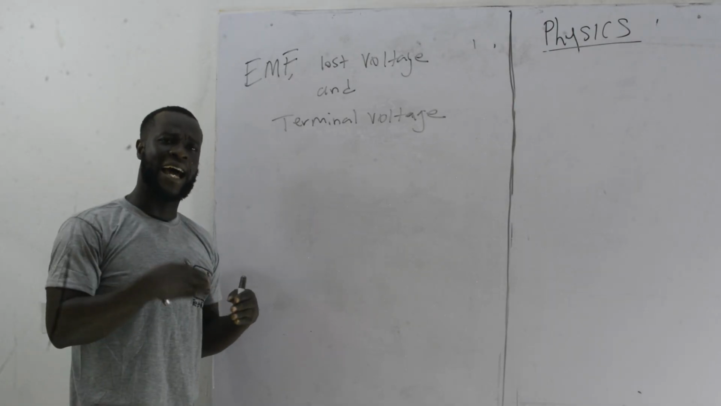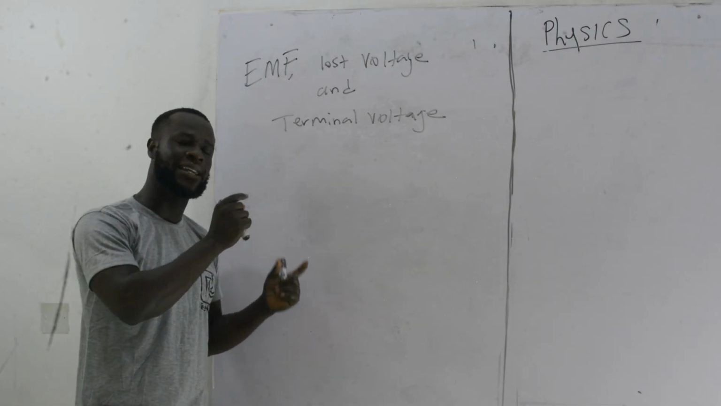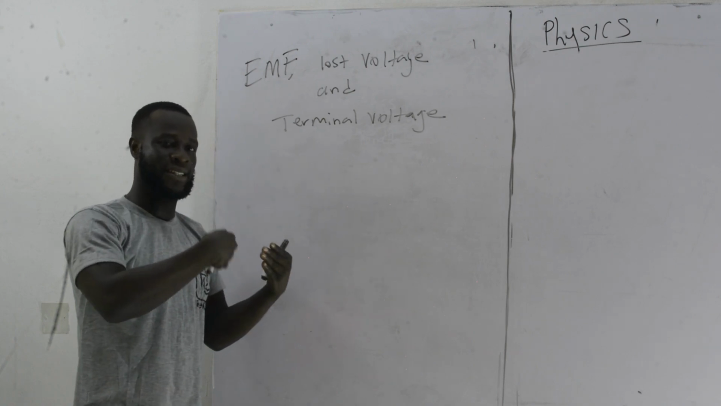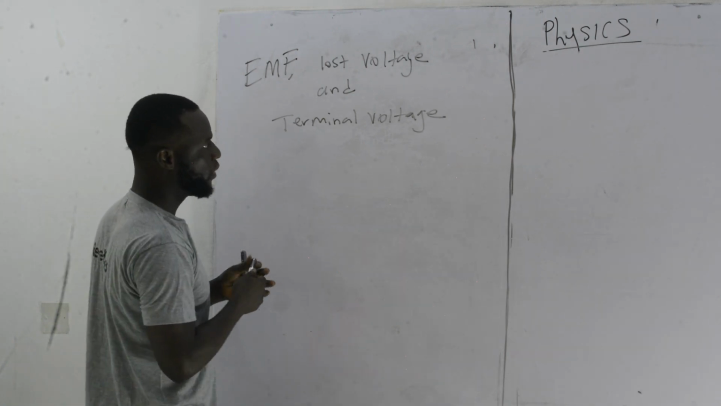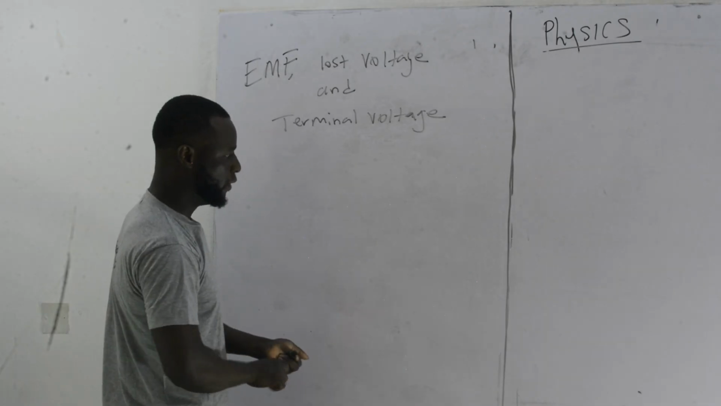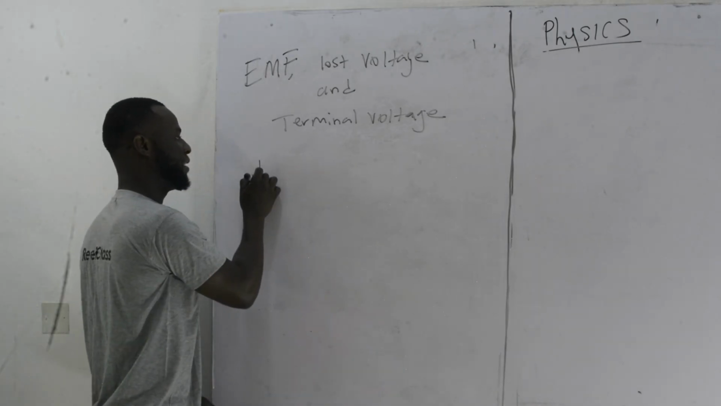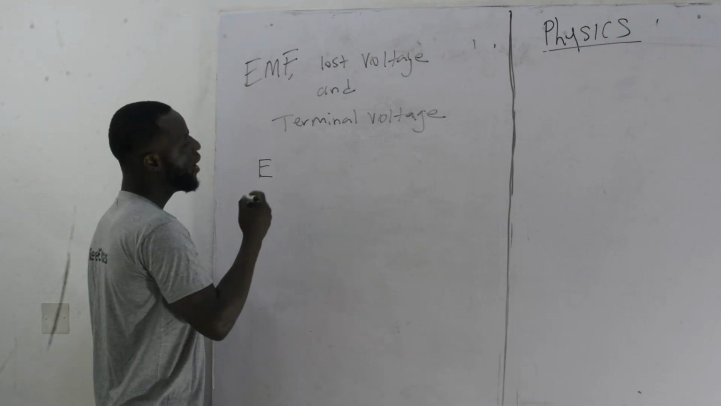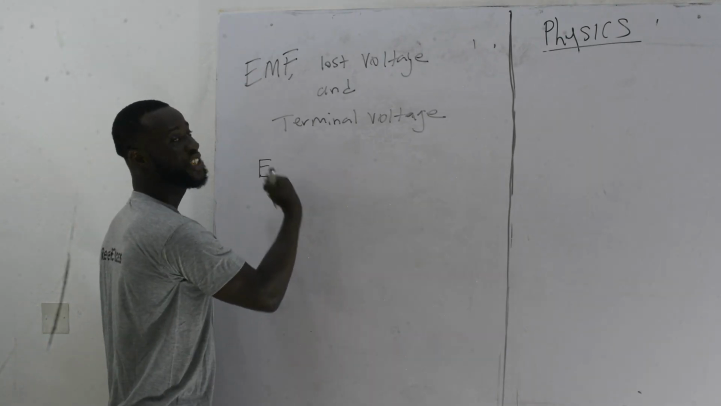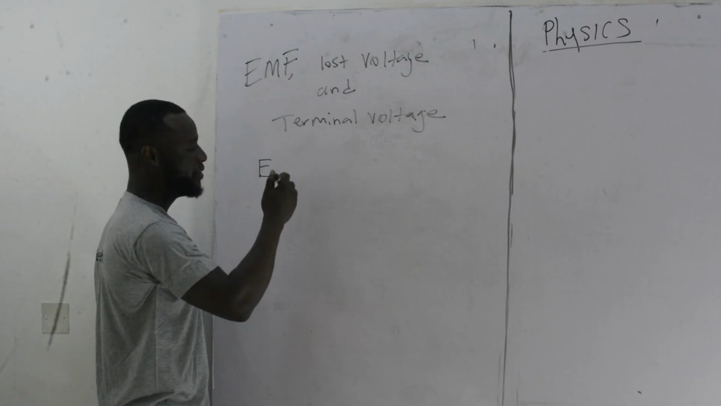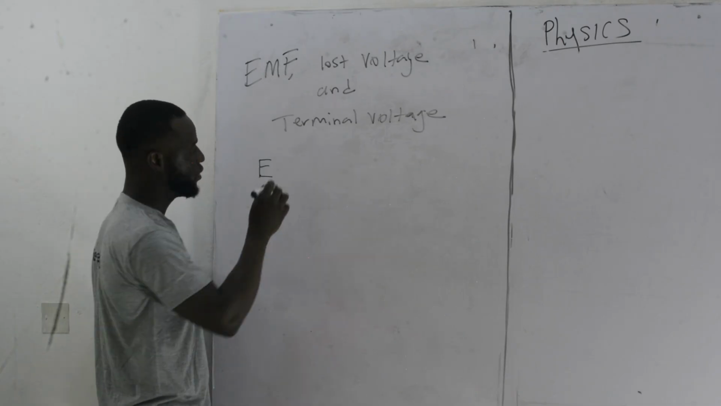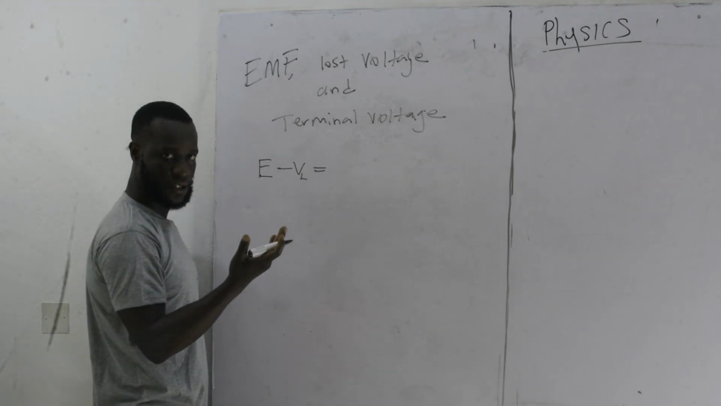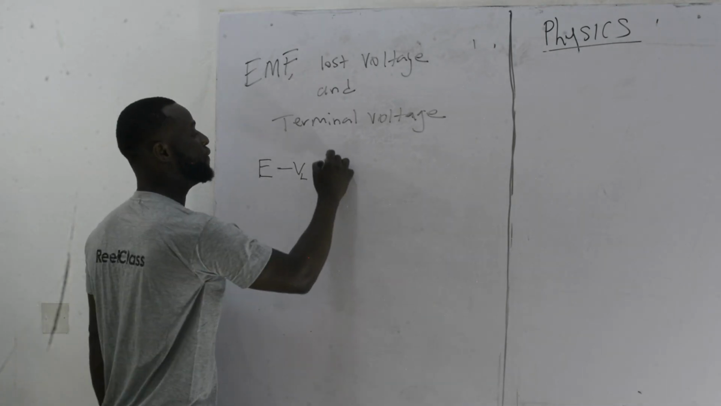But like I said, every cell has an internal resistance. So part of that EMF will be lost, not everything can be used, because of the internal resistance that it has. So I can say therefore that if I have a cell, let's say the EMF of the cell is E, and then the voltage that is lost due to the internal resistance, let's call it VL, the loss voltage. So I'll say E minus VL. And what is left is known as the terminal voltage, which is VT.